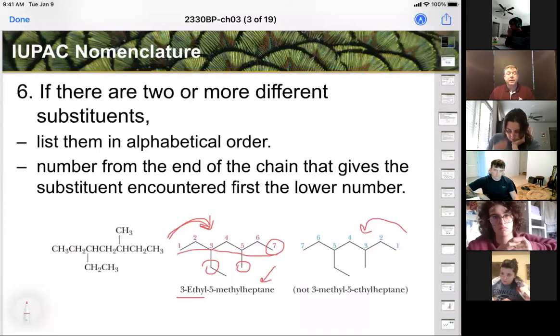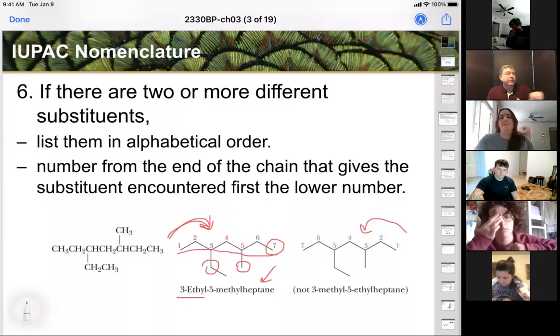Okay, so digest these 6 nomenclature rules, and we're going to add more to them on Thursday. And yeah, that is the correct answer on alkyl groups.